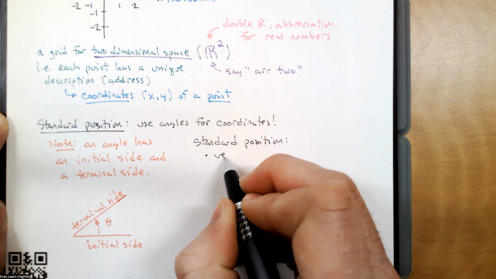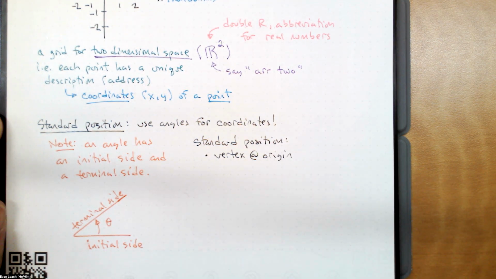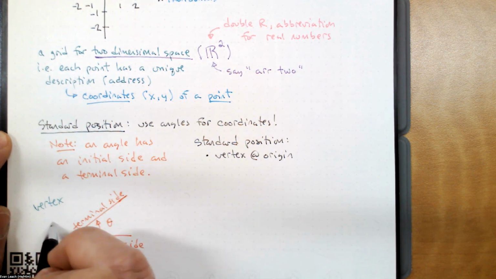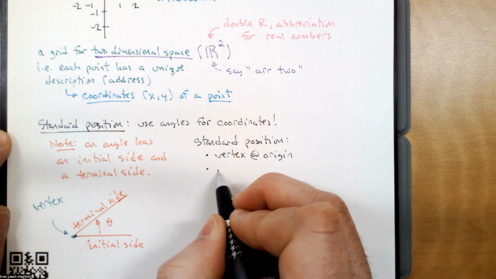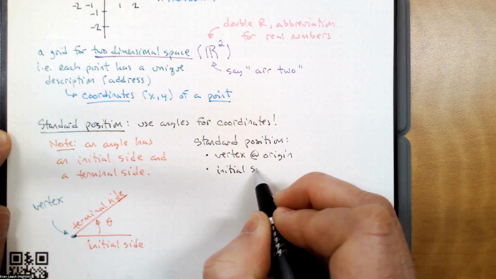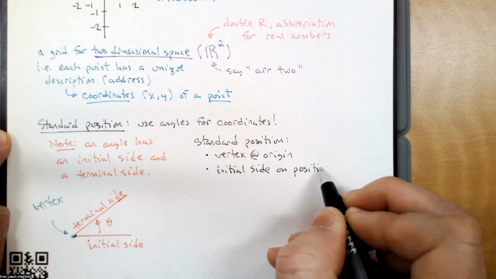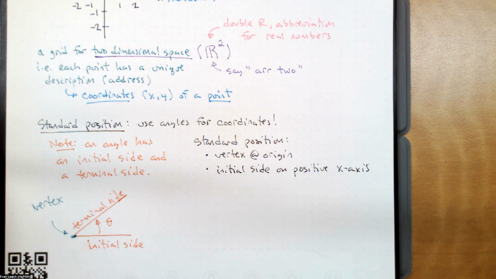Well, the vertex is at the origin. I didn't even mention the vertex. So the vertex is at the origin. The initial side is on the positive x-axis. The terminal side is wherever the terminal side is, but positive is counterclockwise. Counterclockwise rotation is positive.